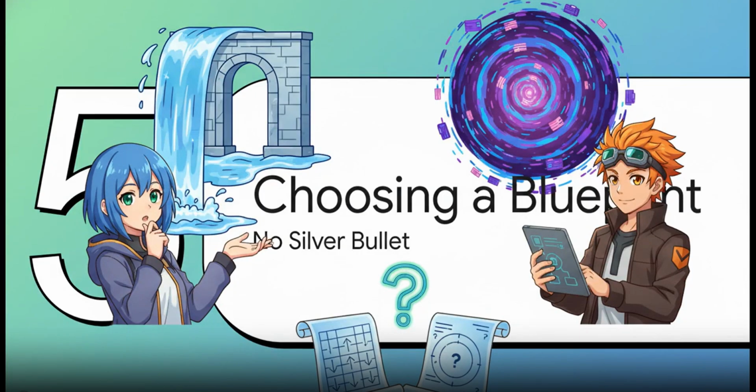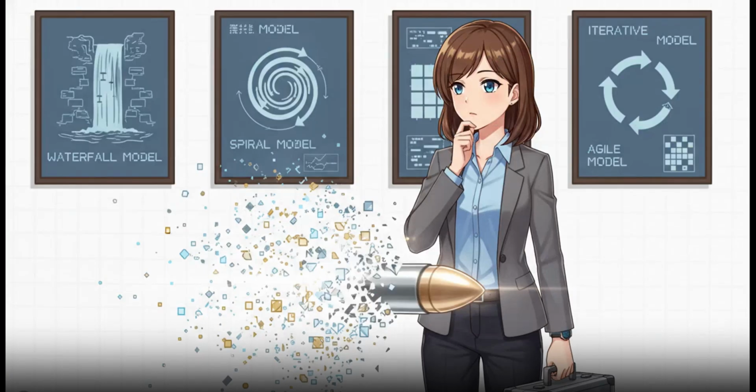So, wow, we've gone on quite a journey here from the rigid waterfall all the way to the risk obsessed spiral. After all that, which of these blueprints is actually the best? Well, the truth is, there is no single best model. There's no silver bullet that's going to solve every problem for you. The right choice, every single time, comes down to context.